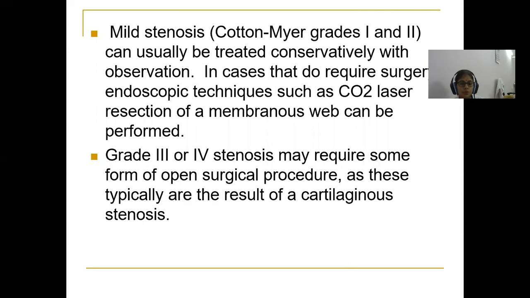Grade 3 or 4 stenosis may require some form of open surgical procedure, as these typically are the result of cartilaginous stenosis. So usually if there is a cartilaginous stenosis, it has to be resected, that is tracheal resection. Laryngotracheal resection with end-to-end anastomosis can be done. That has better results.